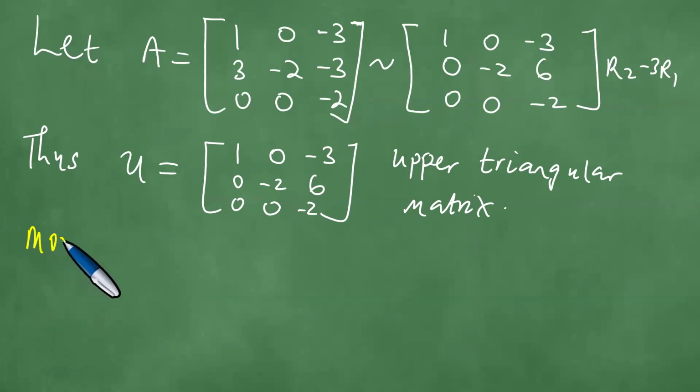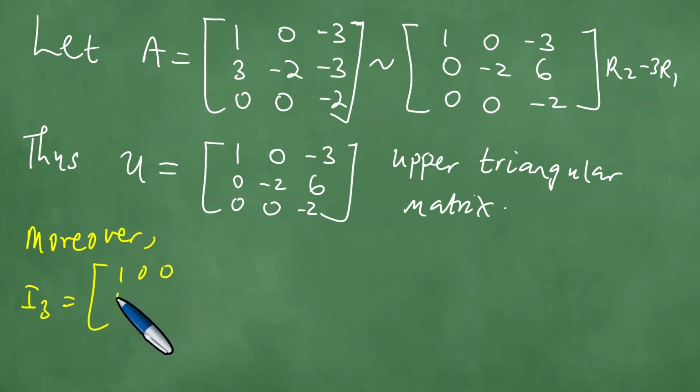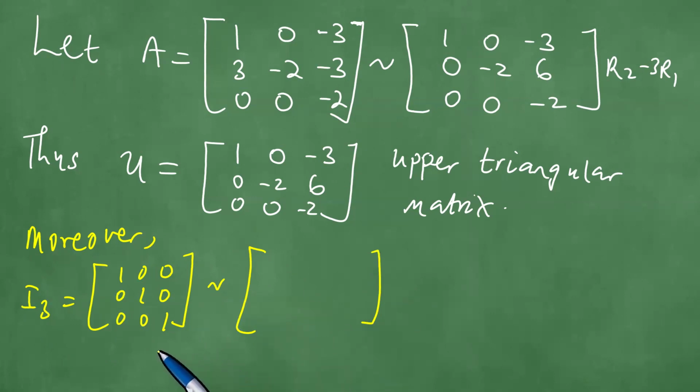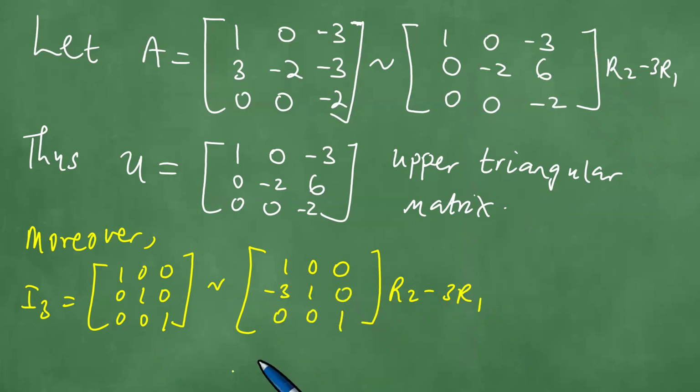So we then say, moreover, I3 is 1 0 0, 0 1 0, 0 0 1. We continue as follows. At this point, this matrix can be transformed to an elementary matrix by applying one elementary row operation, and the elementary row operation is row 2 minus 3 row 1. That gives 1 0 0, then minus 3 1 0, then 0 0 1, like so. We actually have therefore achieved an elementary matrix, which we can call E1.